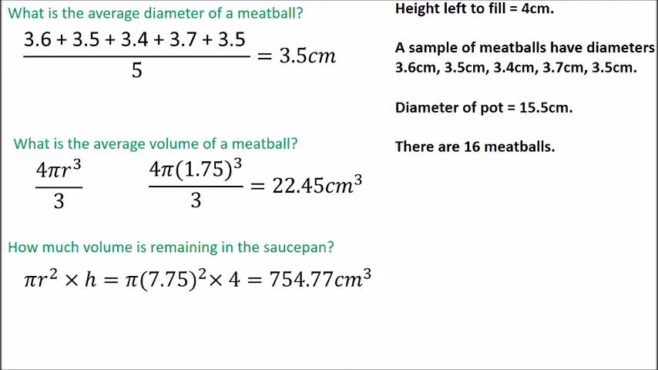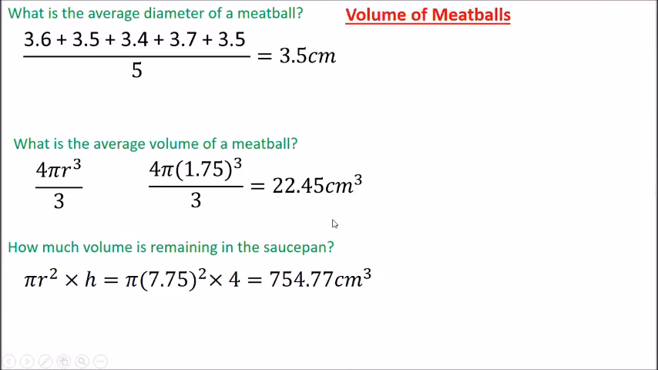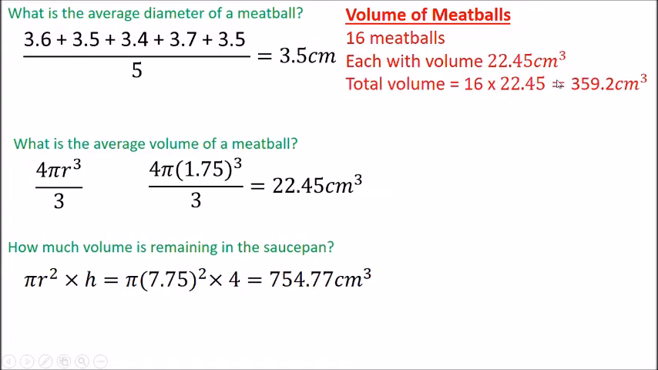Okay, so if I know how much space one meatball takes up, how much space does 16 meatballs take up? Well, 16 meatballs, each takes up 22.45 centimetre cubed. So 16 meatballs, if I multiply my one meatball by 16, that tells me that the meatballs should take up 359.2 centimetre cubed worth of volume.